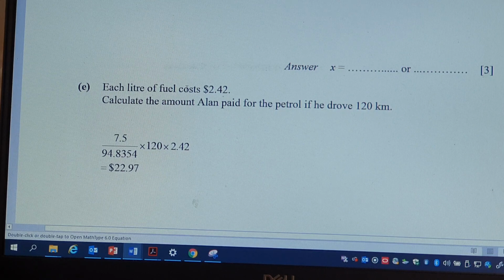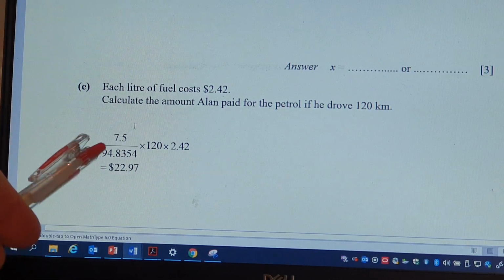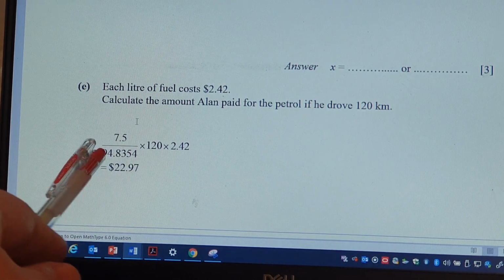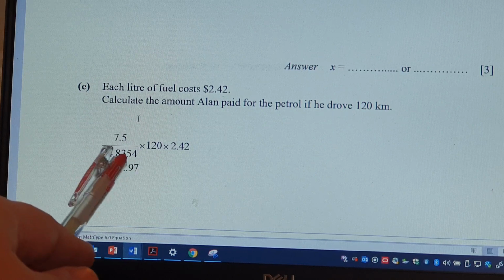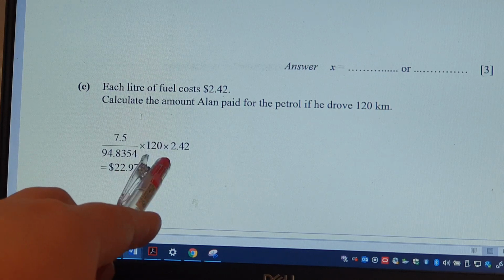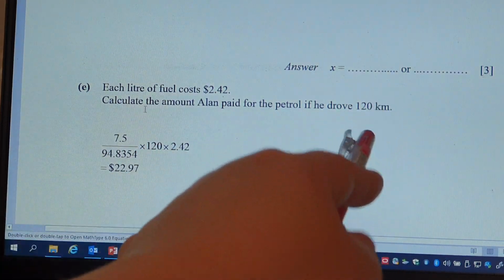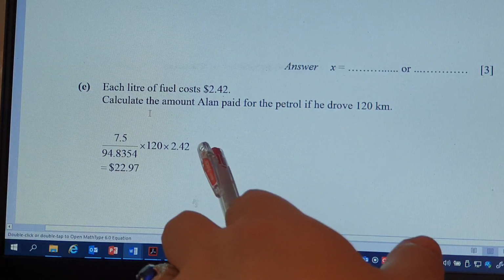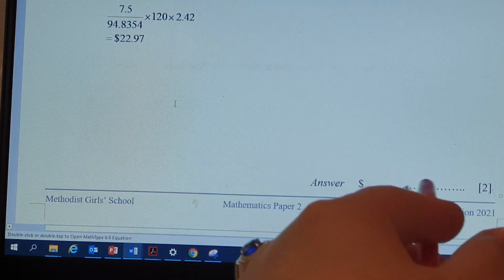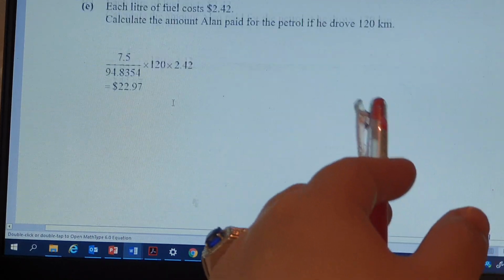So now they ask you, each liter of fuel costs this amount. Calculate the amount Alan paid if he drove 120. So you take this 7.5, just now was 7.5 over X, right? So you sub the X inside here. Remember, must be 5 SF. Down here 6 is okay. As long as it is 5 or more is okay, okay? Then you times 120 because he drove 120 kilometers, then you times the amount of money. Okay, so that's the answer. I think that's all. Alright, so that's for this kind of question.